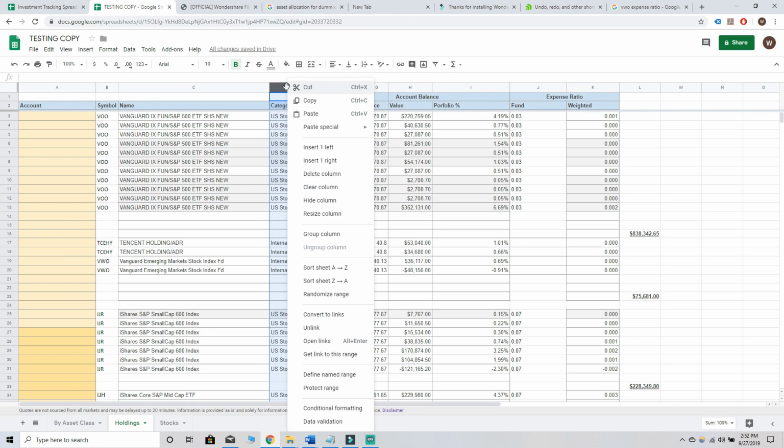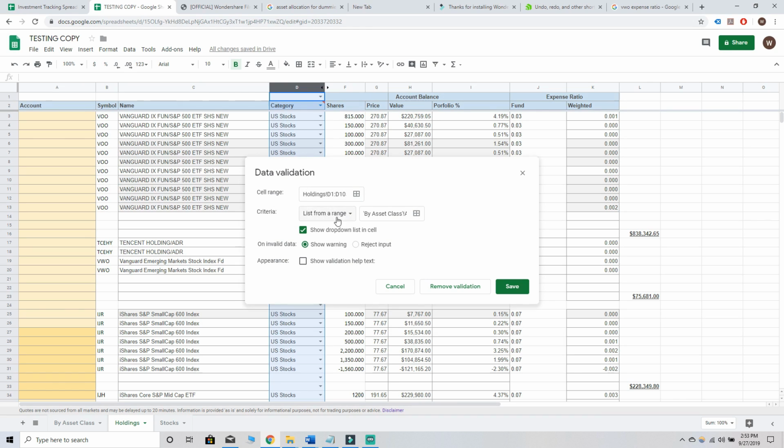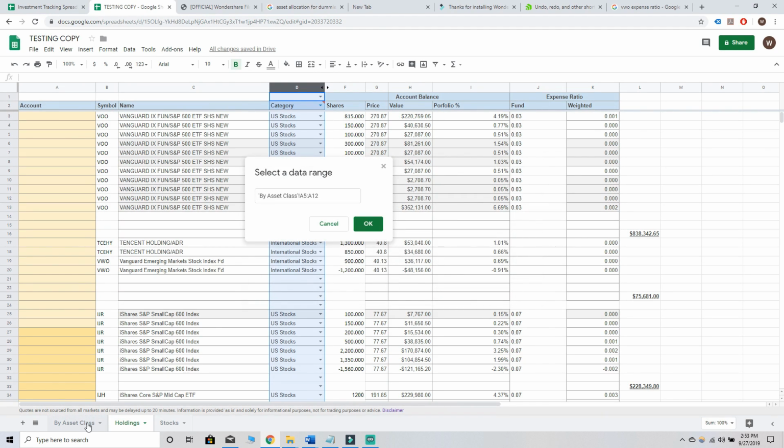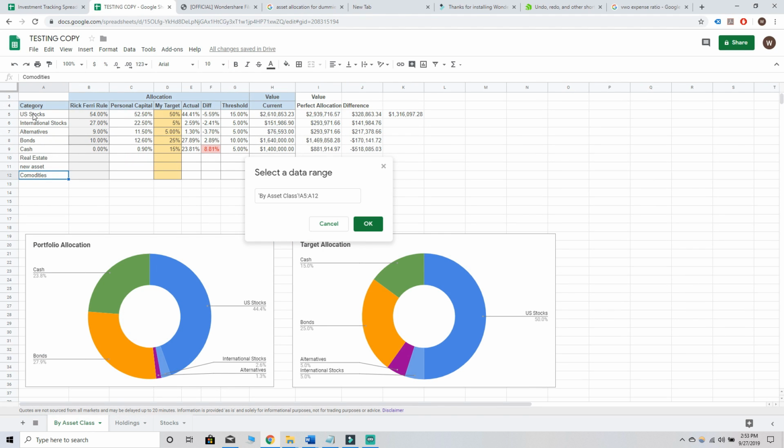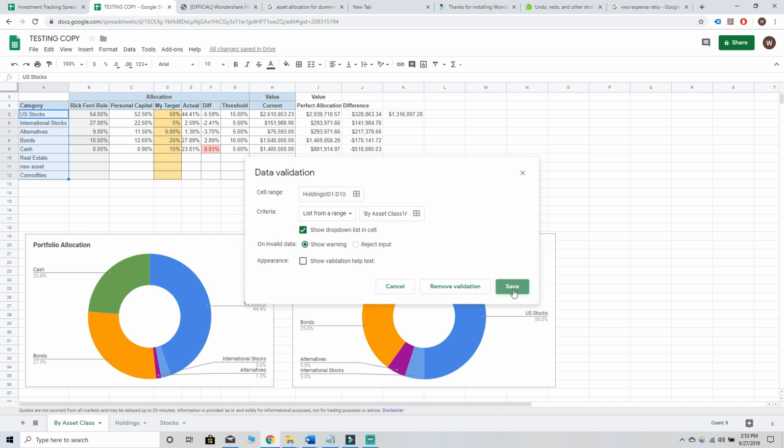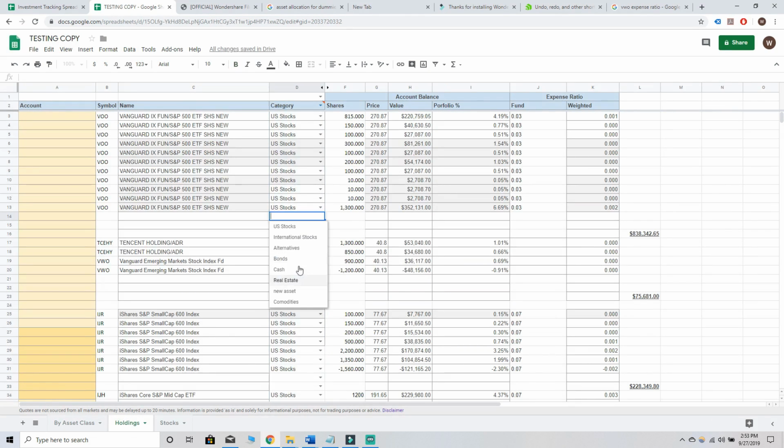If you want to know how to edit this, you right click this column, click data validation, and the criteria is from a range, right? The range is being taken from here to here. So if you insert a new row right here, it'll just be added to the data range, and that's how you add another asset class.